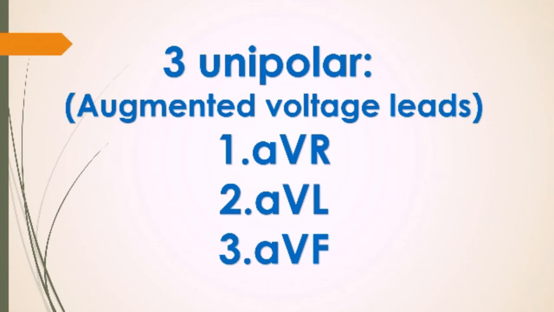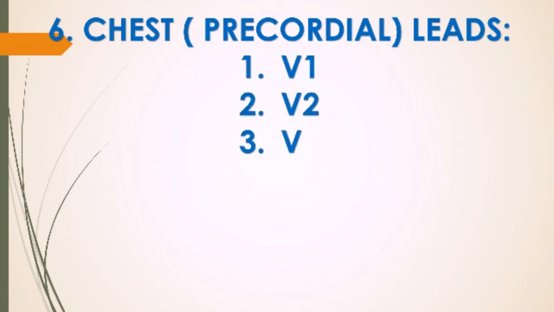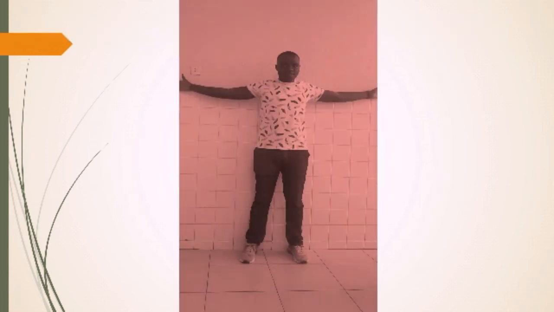Then we are left with the other 6 leads. These are called chest or precordial leads. Those are the ones from the electrodes attached to the chest. There is V1, V2, V3, V4 up to V6. Now let us see the leads in detail.